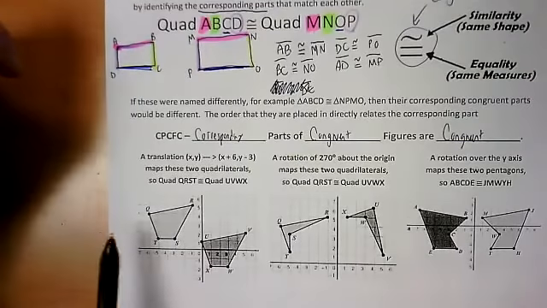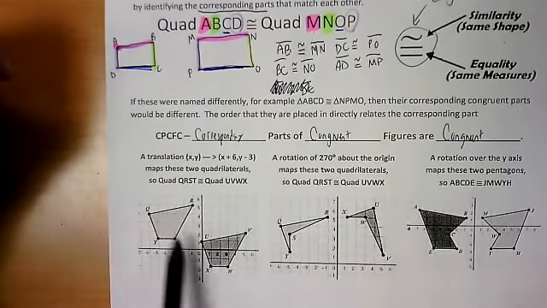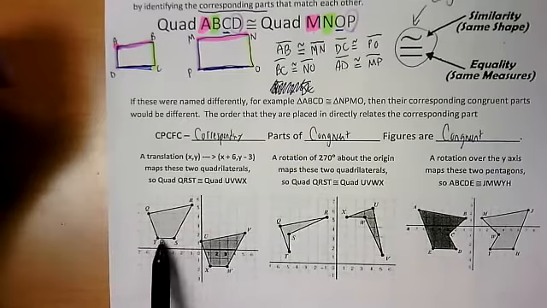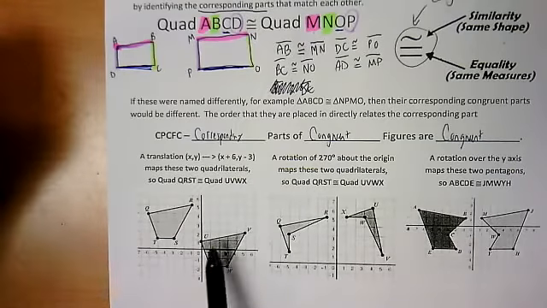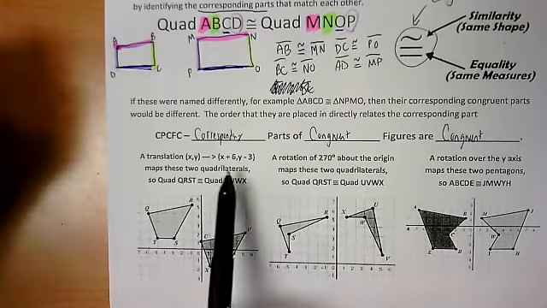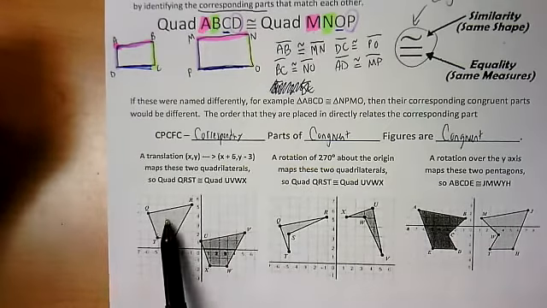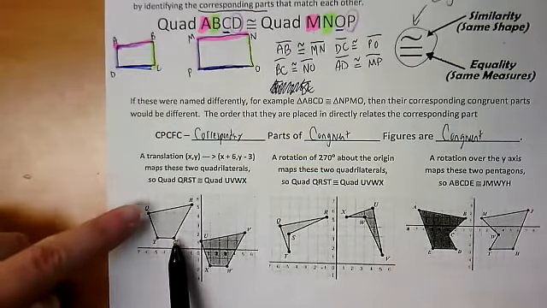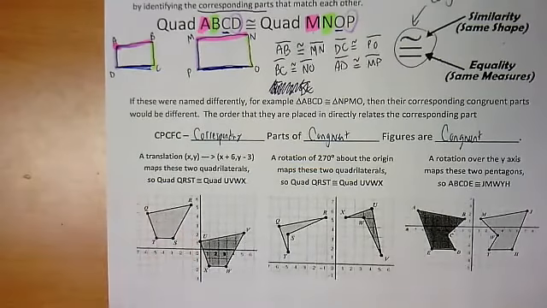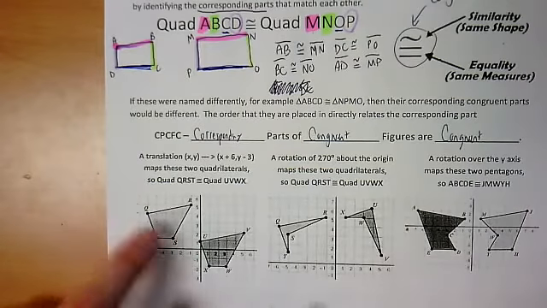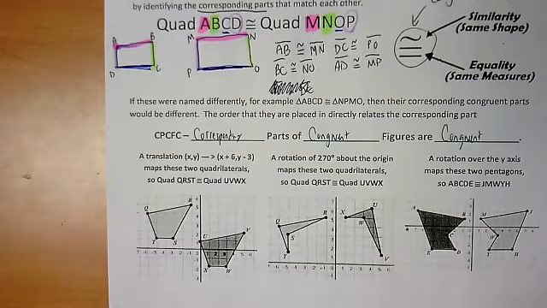So it's saying that these 2 quadrilaterals would be congruent because I can map my quadrilateral QRST to quadrilateral UVWX by a translation of 6 units to the left and 3 units down. So since I'm translating that shape and it would map my pre-image directly on top of my image, that means these 2 would have to be congruent, okay?